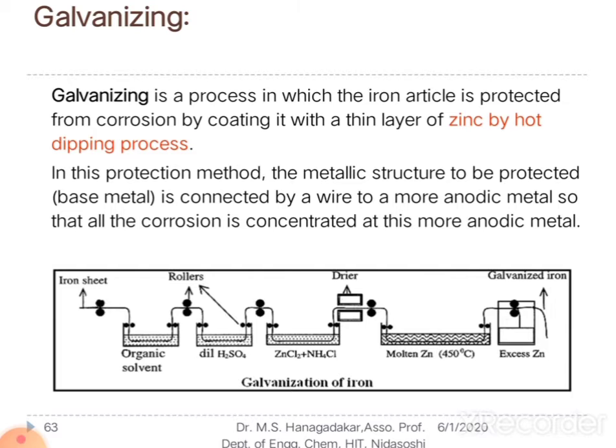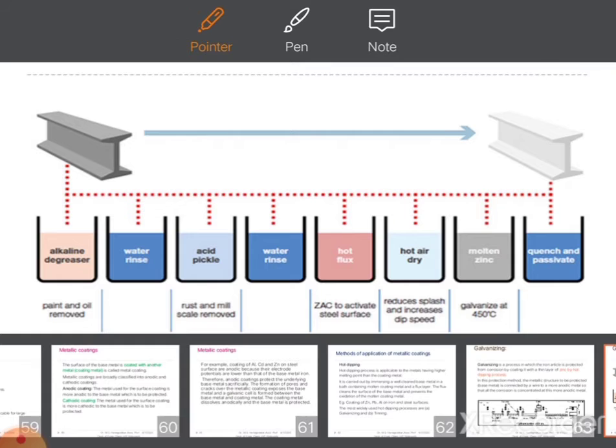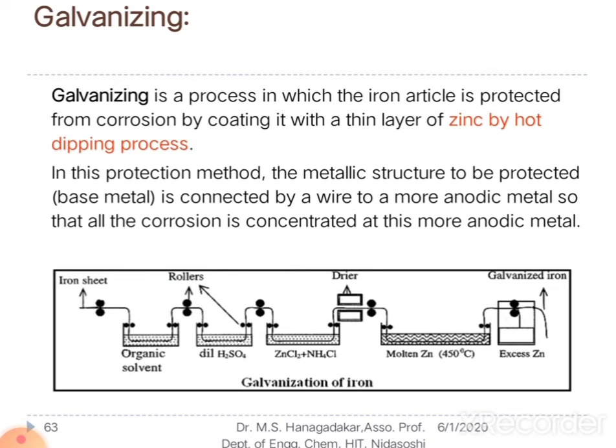In this diagram, what can you observe? Before going for the galvanizing process, we are interested in giving the iron sheet a galvanizing coating, that is, a zinc coating. It needs pre-treatment of the base metal: cleaning with organic solvents like trichloroethylene to remove grease, oil or organic impurities.